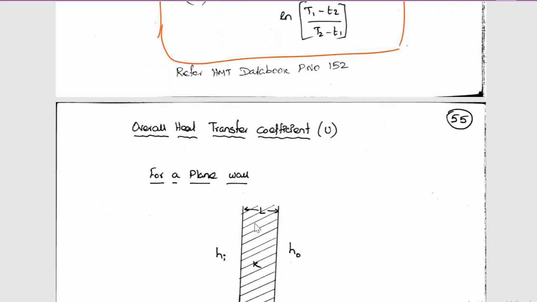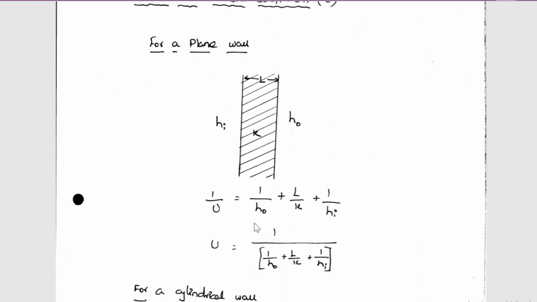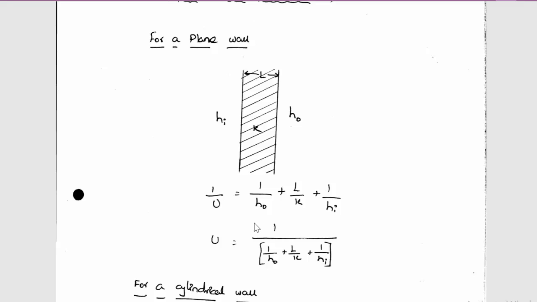So next thing you are going to see is the overall heat transfer coefficient for a plane wall. So I am considering a plane wall. Here, inside the plane wall, the heat transfer coefficient is known as Hi. On the outside, it is known as H0. The length of the plane wall is L, and the thermal conductivity of the material is K. Now, the overall heat transfer coefficient is written as 1 by U equal to the outside resistance 1 by H0, plus the conduction resistance L divided by K, plus 1 by Hi. This is the equation for 1 by U.